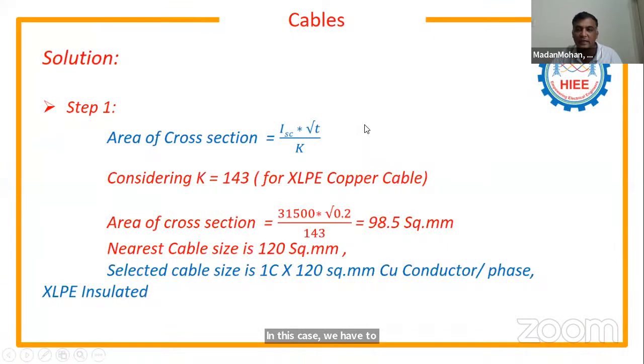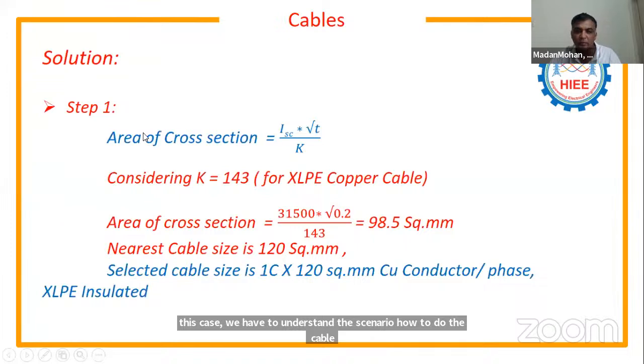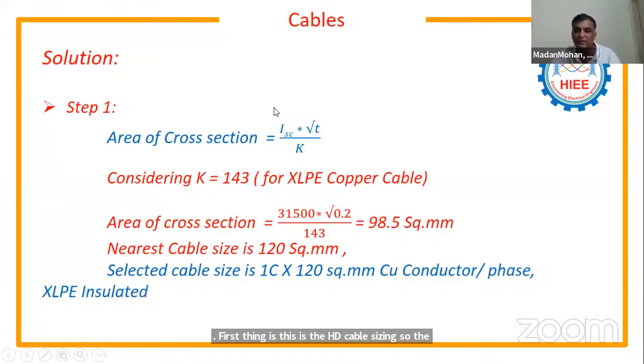First thing, this is an HT cable sizing. Step one, we have to decide the area of cross section of the conductor, which is equal to ISC multiplied by root T by K. I'm taking a copper conductor. If the conductor is copper, then the K factor, the material constant, is 143. T is the time for motor feeders and transformer feeders. I told you that your short circuit withstand time will be 0.2 seconds. So we substitute the values.